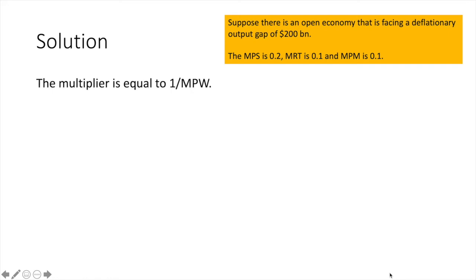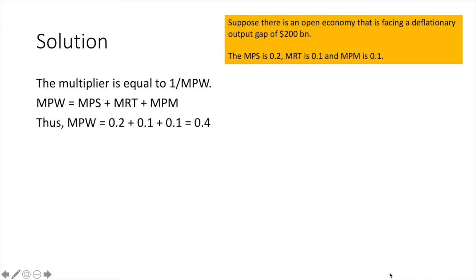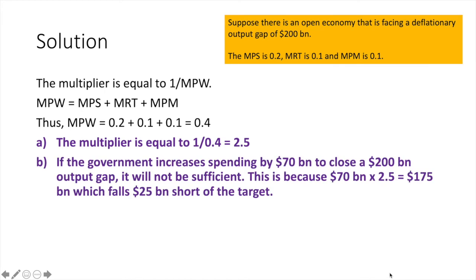The multiplier is equal to 1 divided by the MPW. The MPW is equal to the MPS plus MRT plus MPM. Thus, the marginal propensity to withdraw is equal to 0.2 plus 0.1 plus 0.1, or it's equal to 0.4. The multiplier is equal to 1 divided by 0.4, which equals 2.5. If the government increases spending by $70 billion to close a $200 billion output gap, it will not be sufficient. This is because $70 billion times 2.5 equals $175 billion, which falls $25 billion short of the target.